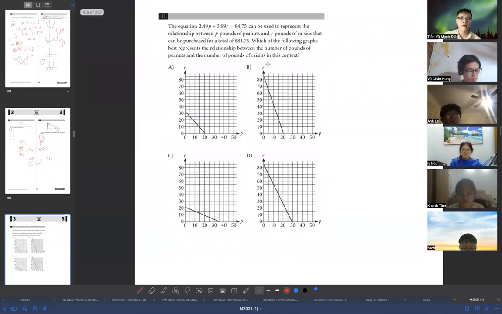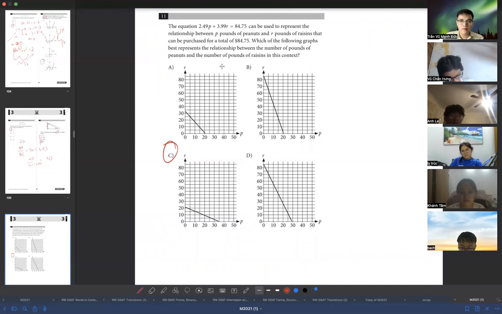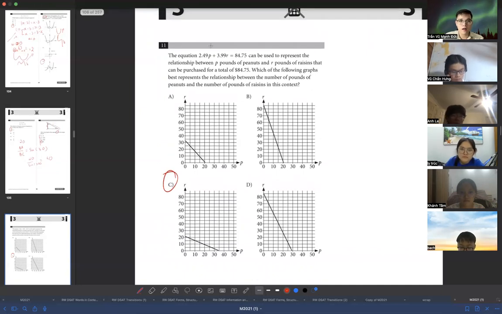Hung. 11. C. 11C. All right. How did you do this? I just plug in the numbers. Yes, very good. In this case, you have 2 hidden variables, P and R. So what you're going to do is plug in, for every single coordinate, the value you find easiest. What value did you plug in, Hung?